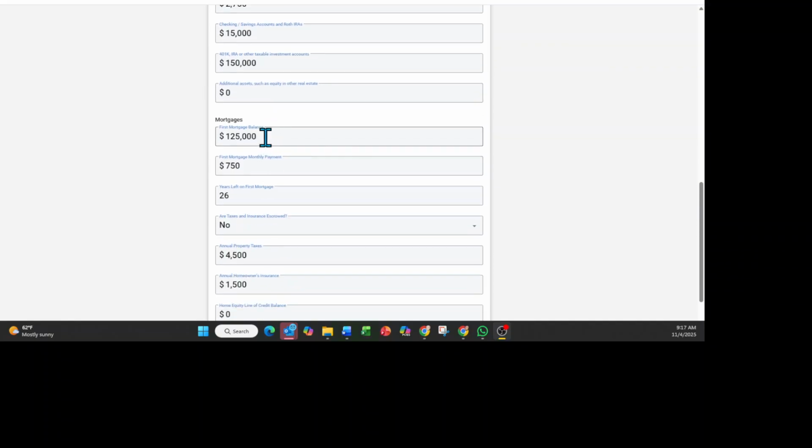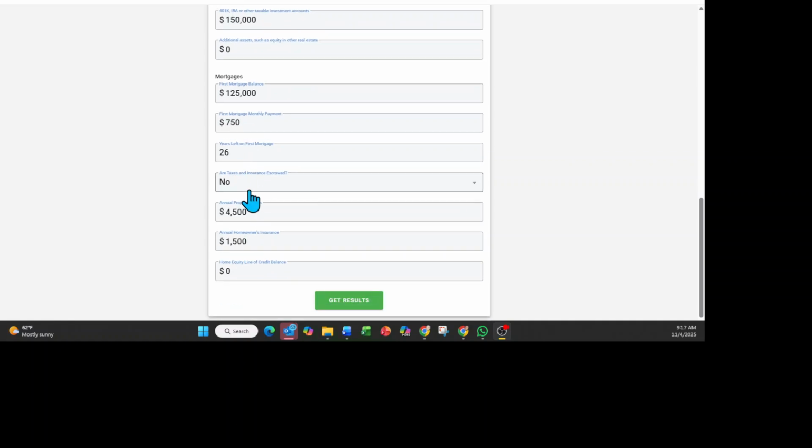Their current mortgage is $125,000. The total monthly payment that they make is $750 per month. And they've got 26 years left on the mortgage. They got it 4 years ago when rates were low. Taxes and insurance are not escrowed, so this $750 a month is a principal and interest payment only. They pay on their own the $4,500 a year of property taxes and $1,500 of annual property insurance. And they do not have a HELOC or any second lien.